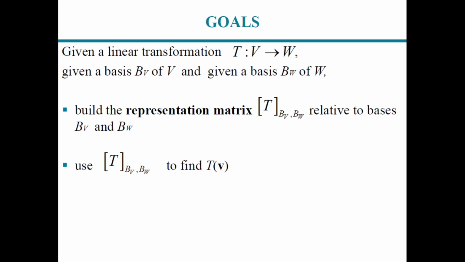So, as usual, I just remind you what the goal in general is: to build the representation matrix for a linear transformation relative to the basis BV for the domain and BW for the codomain. So in our case it is R3 and R2. Once we have built that representation matrix, we need to use it to find the image of some vector under the action of the linear transformation using the representation matrix. So that's the beauty of it.